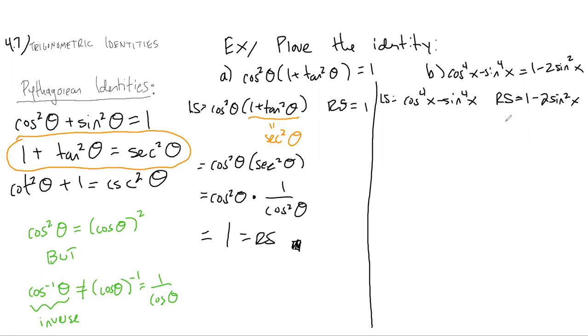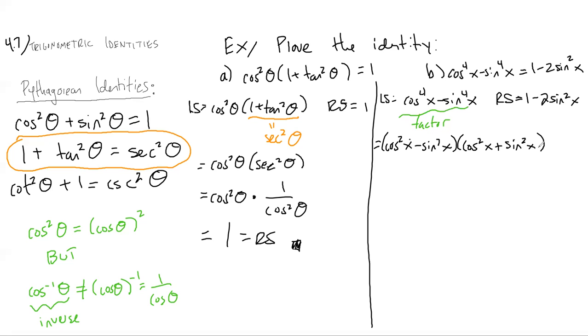There's nothing totally obvious at first, but what I can see on the left is a difference of squares. It's technically a difference of things to the power of 4, but those are squares of cos squared and sine squared. So I can factor that. If I factor, I will get cos squared x minus sine squared x times cos squared x plus sine squared x.